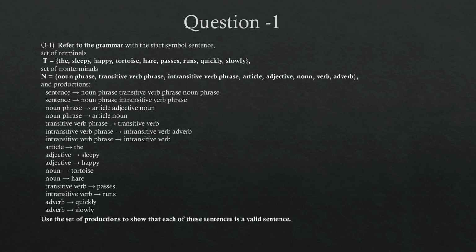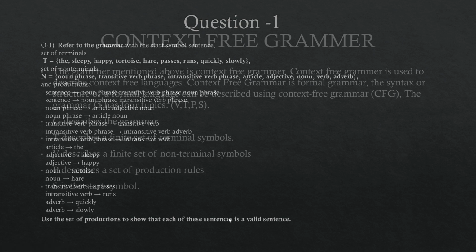In the first question, we have been given a set of some terminals and non-terminals along with some production rules. We have to use the set of productions to show whether each of these sentences is a valid sentence or not. So let's try to solve this question.